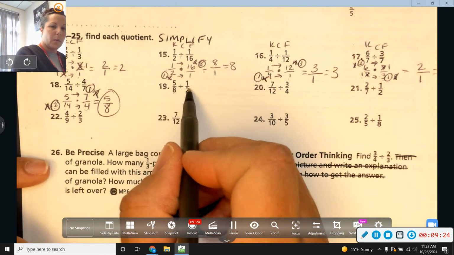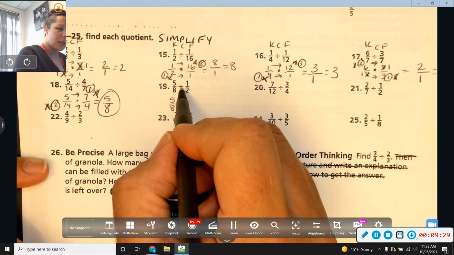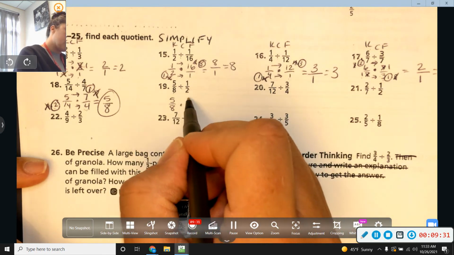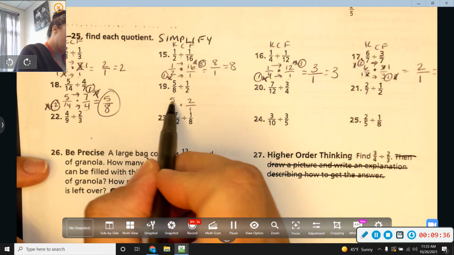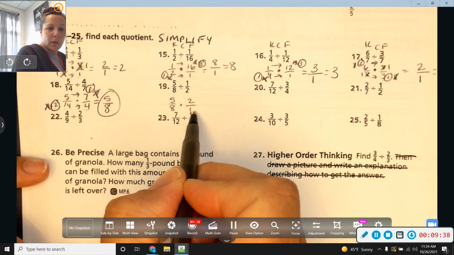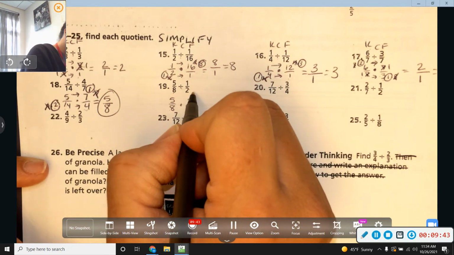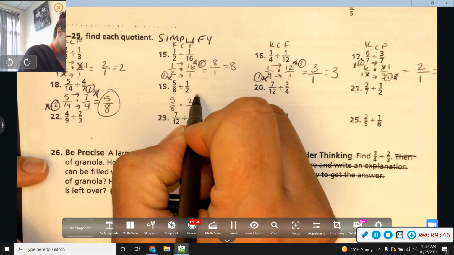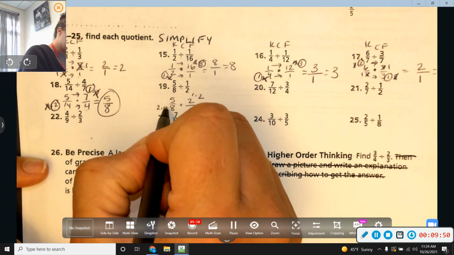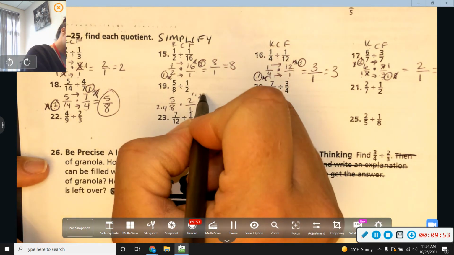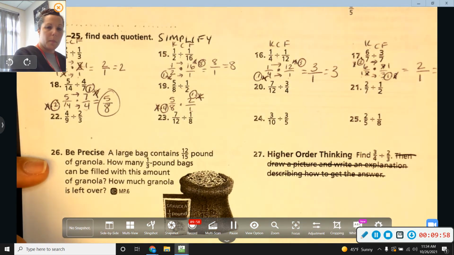5/8 divided by 1/2. I keep my 5/8. I change divide to times, and I flip 2 over 1. I know that I cannot reduce 5 and 1. 1 is as low as it goes. But I can reduce 2 and 8. I can divide a 2 out. So I know the factors of 2 are 1 times 2. The factors of 8 are 2 times 4. I'm going to cross off my 2's because they're the same. Keep my other number.